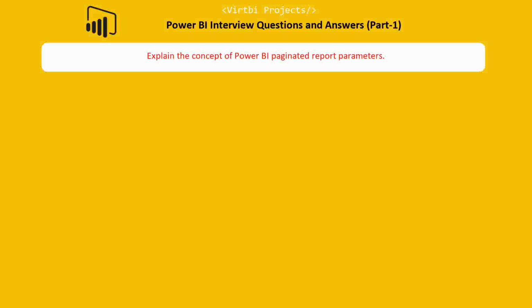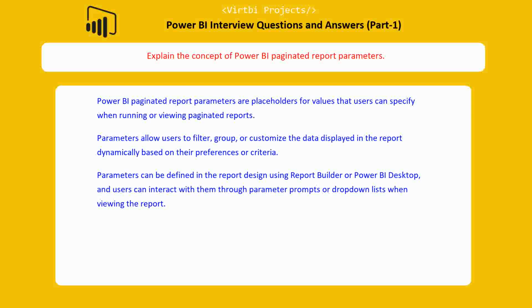Explain the concept of Power BI Paginated Report Parameters. Power BI Paginated Report Parameters are placeholders for values that users can specify when running or viewing paginated reports. Parameters allow users to filter, group, or customize the data displayed in the report dynamically based on their preferences or criteria. Parameters can be defined in the report design using Report Builder or Power BI Desktop, and users can interact with them through parameter prompts or drop-down lists when viewing the report.